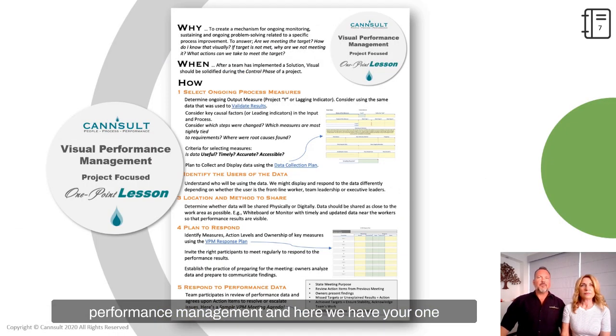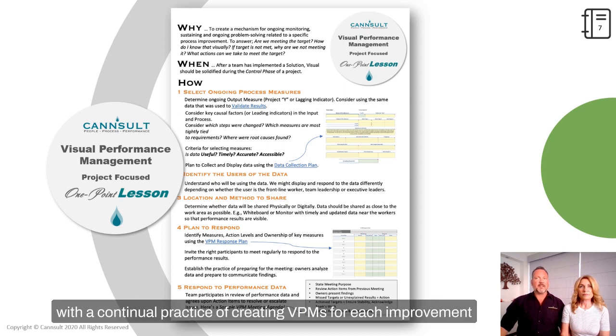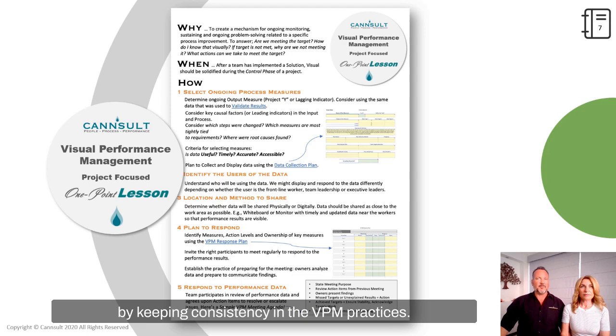And here we have your one-point lesson for visual performance management. To create a VPM system for an entire function or department or site is a pretty big undertaking. So when you want to do that, give us a call. In this section, we have covered how to create a VPM that is project focused, which is a smaller scope. With a continual practice of creating VPMs for each improvement project, an organization can steadily build towards a larger scope by keeping consistency in the VPM practices.